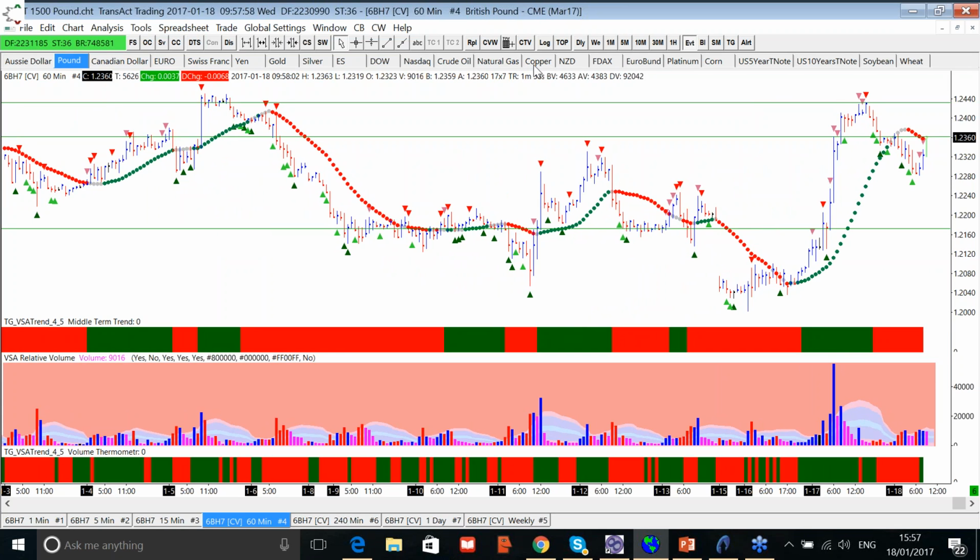Yeah. So here, notice, where do we notice the highest volume on this chart? Remember, this is volume at the bottom. Where do we notice the highest volume on this time frame? This is the 60-minute chart of the British pound 6B futures contracts. Where do you see the highest volume? Just tell me where you see it.